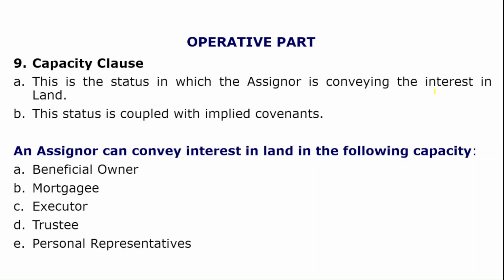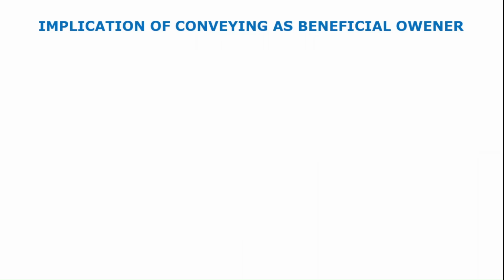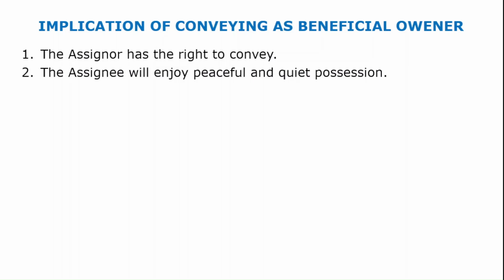Because he's selling as a beneficial owner, it comes with the following implications. But I can give you for free that these implications give you the meaning of beneficial owner. So let's look at the implications of the assignor conveying the land as beneficial owner. The first thing you are telling the assignee by implication, the moment you hold out that you are the beneficial owner of this land, is that you have the right to convey. Two, that the assignee will enjoy peaceful and quiet possession of the land.